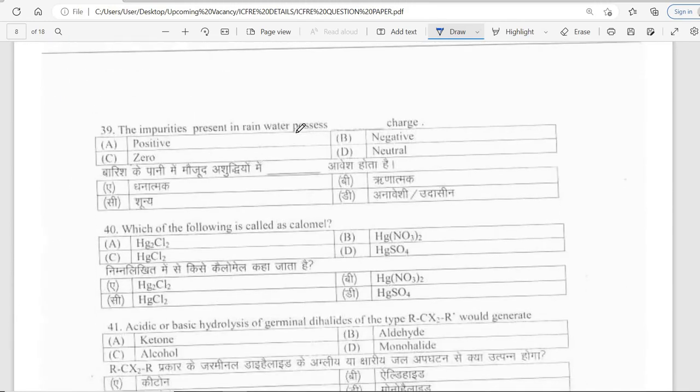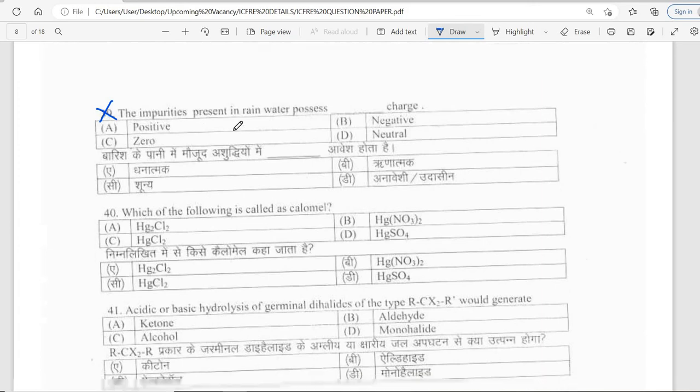The impurities present in the rainwater process is dash charge. First of all, this question is wrong. The approach of this question is wrong. There is no impurity, well impurity is present, but there is no charge. But if anybody attempts this problem, they get the full marks. Whether you attempt or do not attempt, you get the full marks.